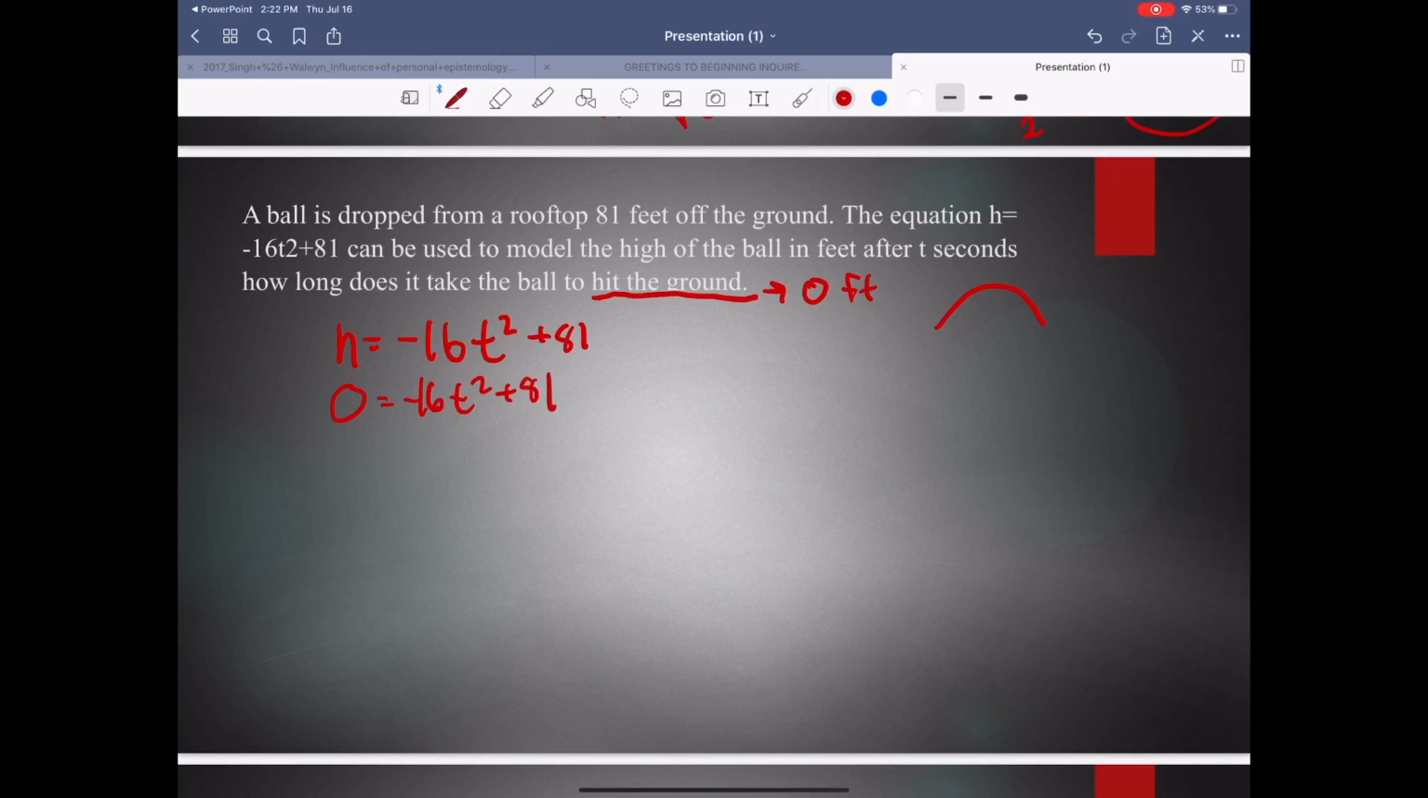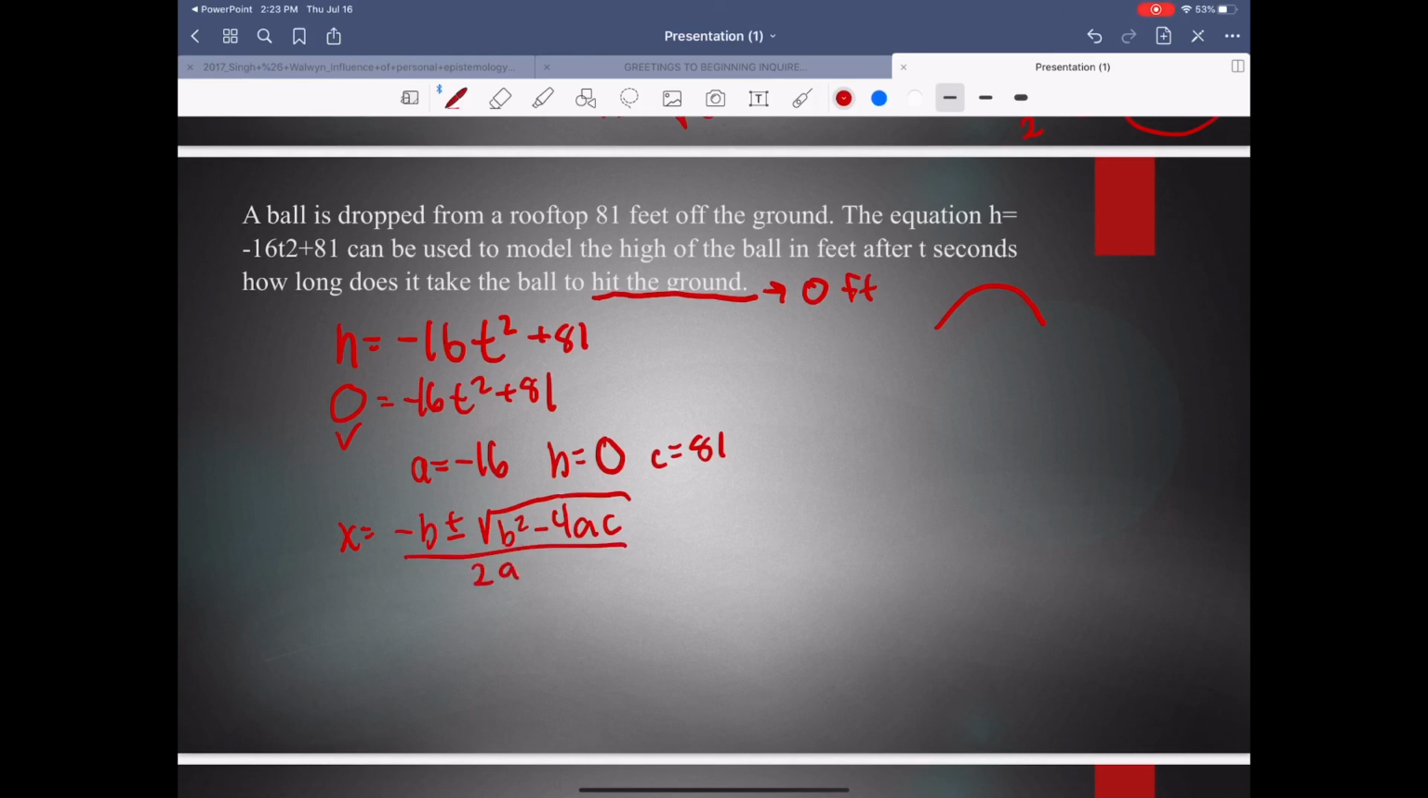Now, judging by this, looks like I'm good to go. The only thing here is I'm missing my b term. So when I label everything, a equals negative 16 because that has the t squared. B is going to be 0 because there is no linear term. And c is equal to 81. Now that I have everything labeled, I could go ahead and use the quadratic formula. So I got x is equal to negative b plus or minus the square root of b squared minus 4 times a times c, all divided by 2a.